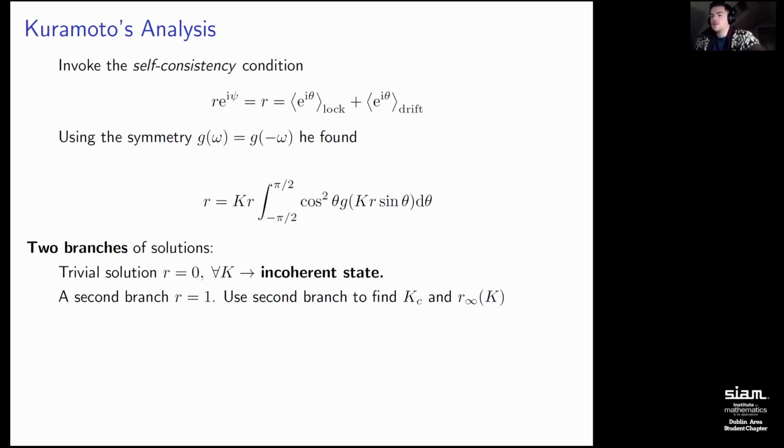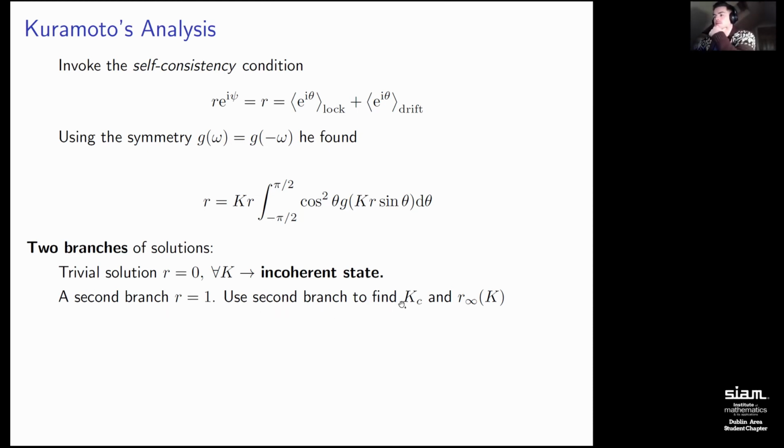The first branch is when R is equal to 0. This is essentially the incoherent state, right? That's when all the oscillators are uniformly distributed, oscillating around, minding their own business. And the second branch is the one of interest, right? That's when they are in the synchronized state.